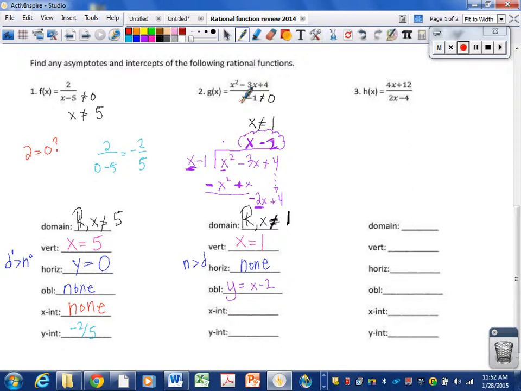Okay, x-intercept. Let's solve this numerator. x squared minus 3x plus 4 equals 0. So is this factorable? Are there numbers that multiply to give you 4 and add to give minus 3?